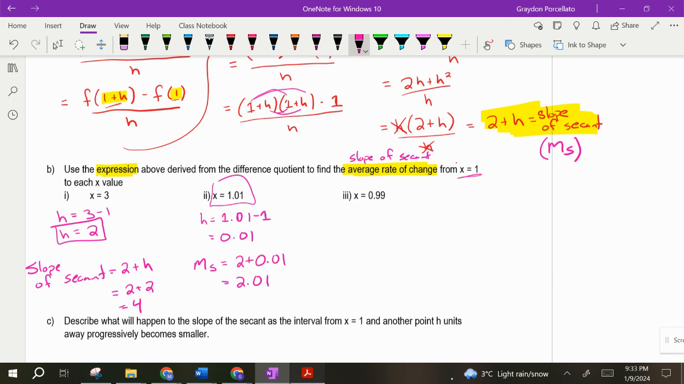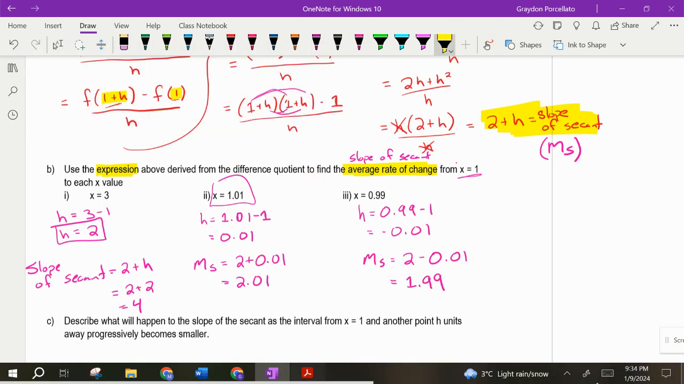And for my last one, my h value, well, how far is 0.99 from x equal to 1? It's going to be 0.99 minus 1, which is equal to negative 0.01. If I plug that into my slope of the secant formula, that's 2 minus 0.01, which is equal to 1.99. Notice that these two slopes are very similar, because our points are very close to 1.